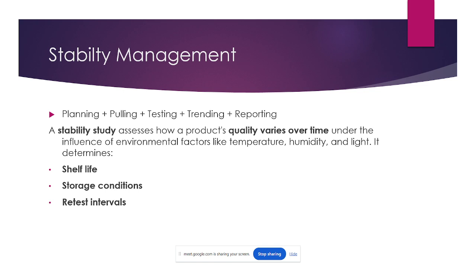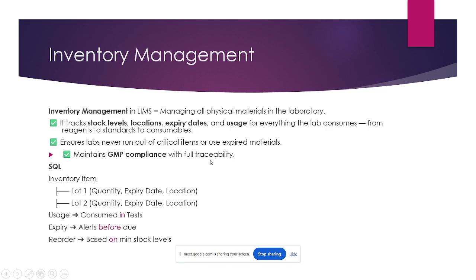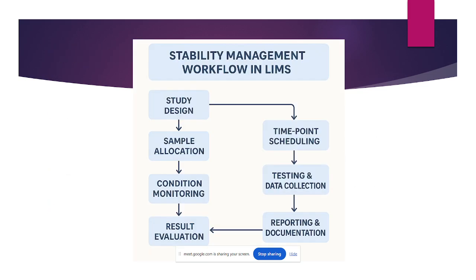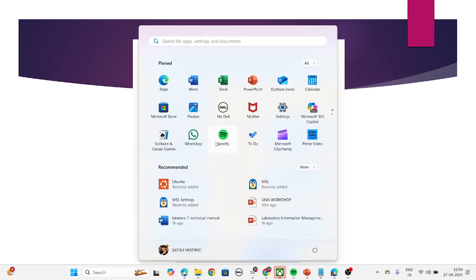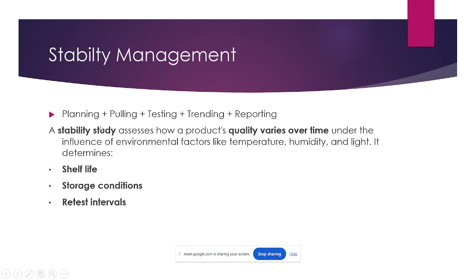Once you have planned, for the first batch that was created, you have to do the 3 months and 6 months testing. First you have to plan it out. First you have to create the protocol. Protocol means which conditions you have to perform and which months you have to perform; all those things you map in the protocol. Once the protocol is done, then you have to create the study.